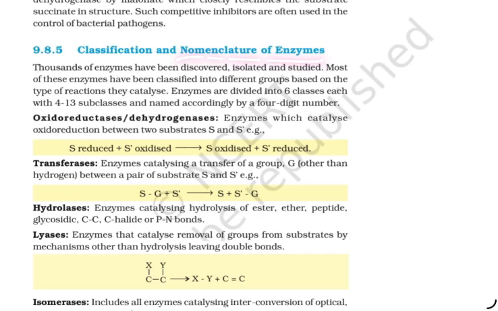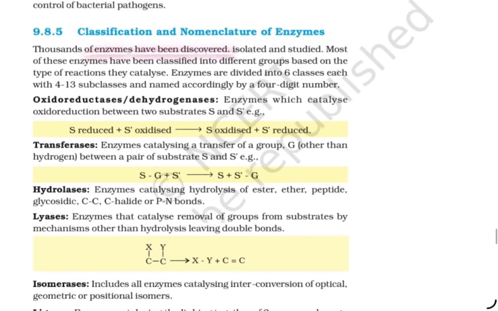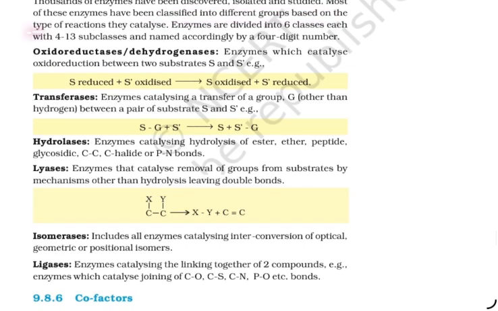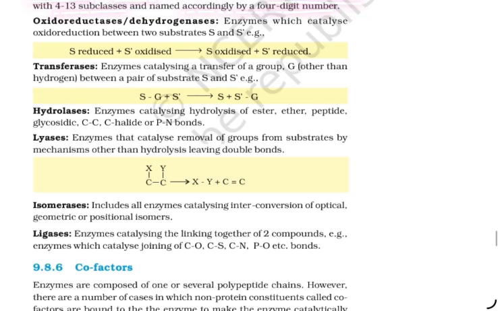Classification and nomenclature of enzymes. Thousands of enzymes have been discovered, isolated and studied. Most of these enzymes have been classified into different groups based on the type of reactions they catalyze. Enzymes are divided into six classes, each with 4 to 13 subclasses, named accordingly with a four-digit number.